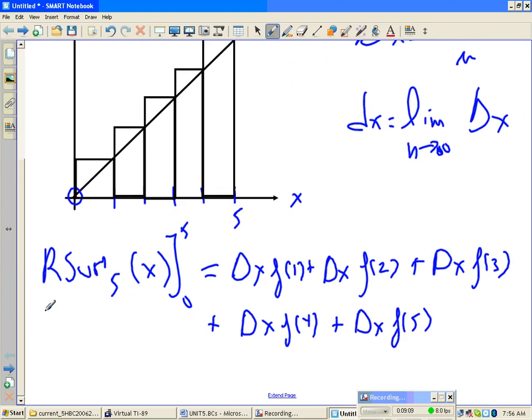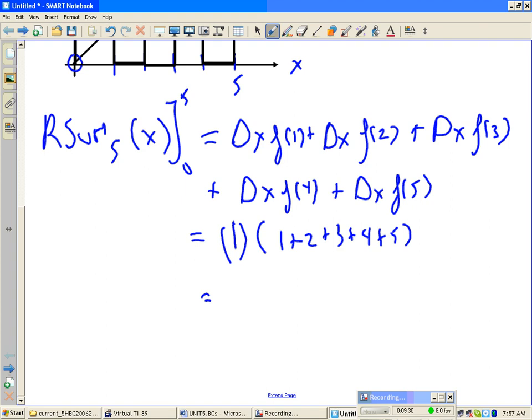Ooh, interesting. All right, so let's figure this out. Delta x is 1. I'm going to just factor that out, right? 1 times f of 1. Well, the function is y equals x, so f of 1 is 1, right? So f of 1 plus f of 2 plus f of 3 plus f of 4 plus f of 5. Well, I factored out the delta x. I'm just making the point, that's delta x. Delta x is 1, right?